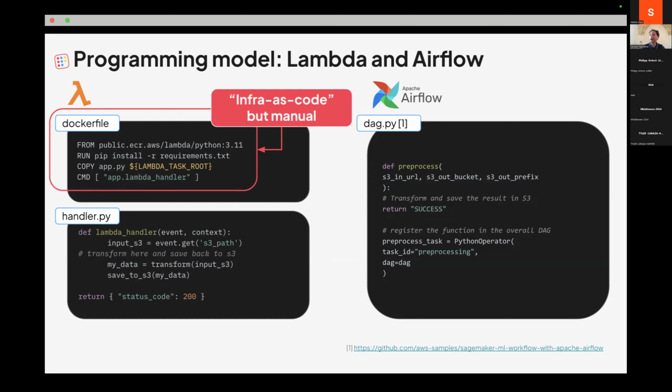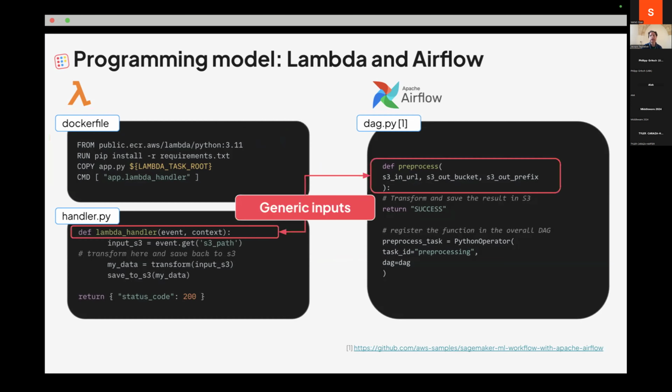So you need to know what a Dockerfile is. You need to know the Docker syntax, and you somehow need to go through the specification of what happens when you want to run your function. The inputs of all these functions are generic. In the case of Lambda, it's the standard signature that you just get. In the case of Airflow, it's a standard Python function.